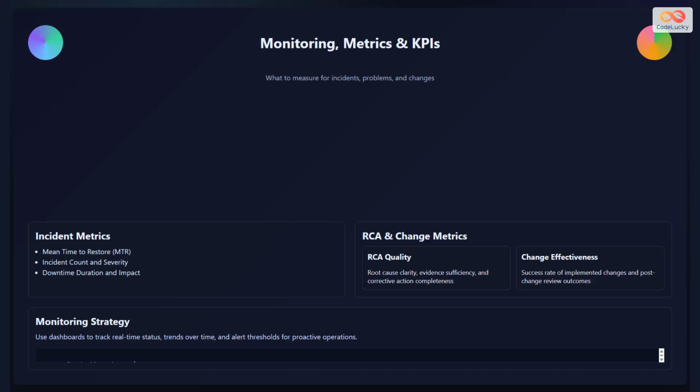Root cause analysis quality is measured by the clarity and completeness of documented causes. Change success rate tracks how many changes are implemented without causing new incidents. Change cycle time measures how long changes take from request to deployment. Regular review of these metrics identifies areas for improvement and demonstrates the value of incident management to leadership.